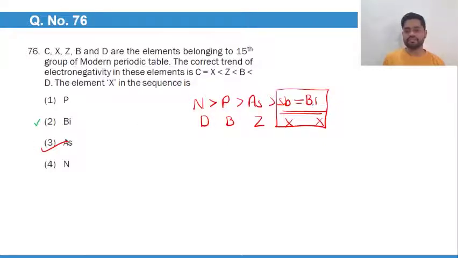Oh sorry, we have bismuth. Oh sorry, answer is bismuth. I have mistakenly marked in this particular answer. So let me just erase this thing. Yeah, so bismuth is the right answer. I said bismuth or antimony, but I mistakenly marked arsenic. So question number 76, option 2 is the right answer.